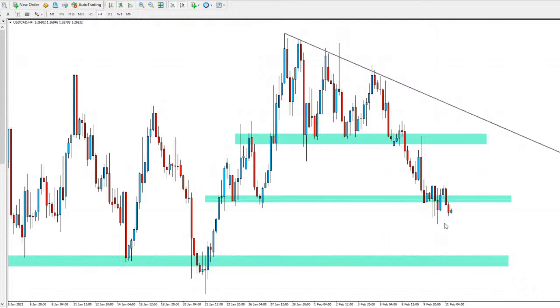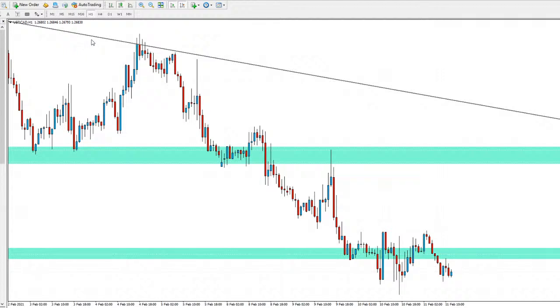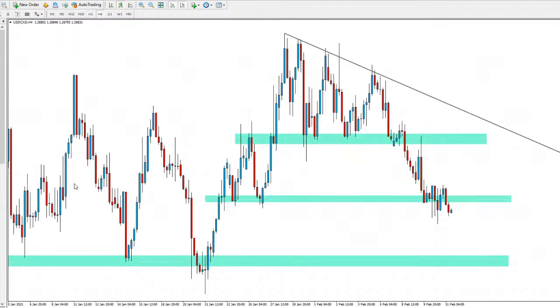Again, if you do see a proper break, probably expecting price to come all the way to the lows down there. If you do see a nice bullish engulfing coming back inside of it, could be expecting another move back into that area of resistance just above us there. But for now, price is kind of just moving sideways, and a little bit unclear here for USD CAD whether we're going to break it or not.